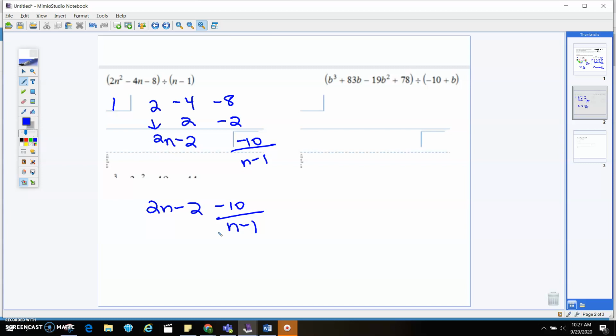Again, just another way to do it, and you could have done it using long division. It just takes a little bit longer, and you make more mistakes with long division. This is a little bit more upright, so it's a little bit more organized.